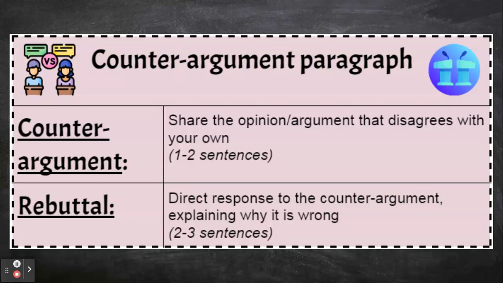So in total, your counter-argument paragraph should be about 3 to 4 sentences, no more than 5. It makes your persuasive writing stronger because it shows that you've considered the other viewpoints and you're explaining why they're wrong. It really strengthens your own argument.